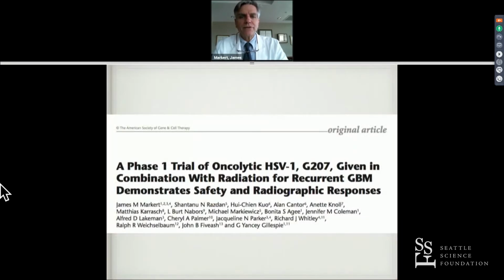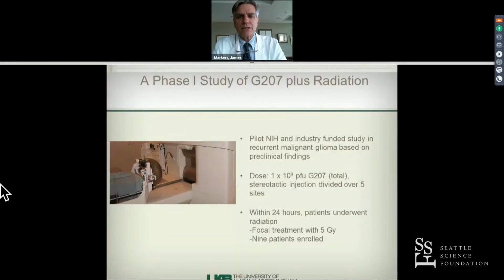So here's that second study. I'm going to go back. This was our very initial study just getting published, and that I mentioned earlier. And then this is the study that we did with our GTO7 plus radiation. This was funded in part by the NIH, in part by industry.